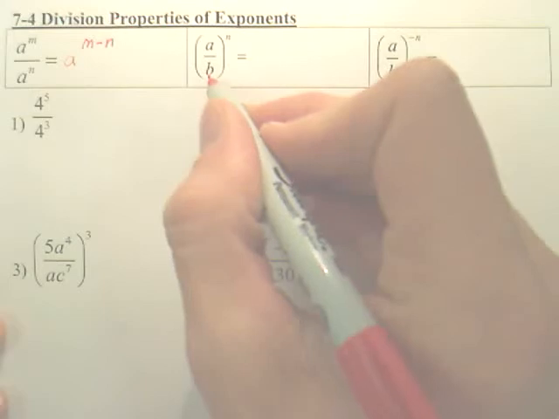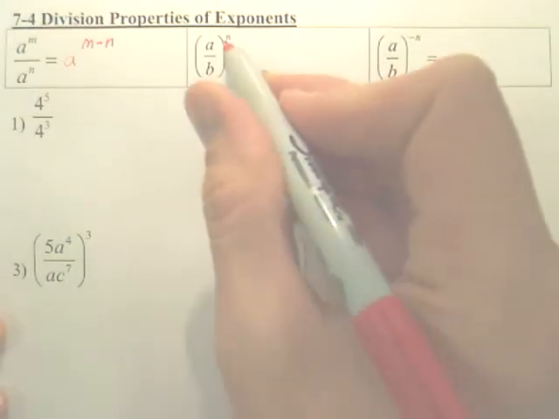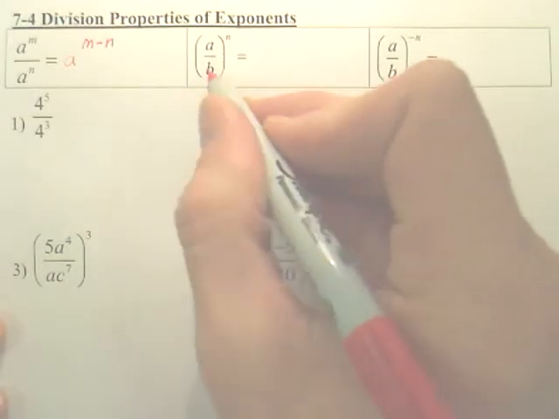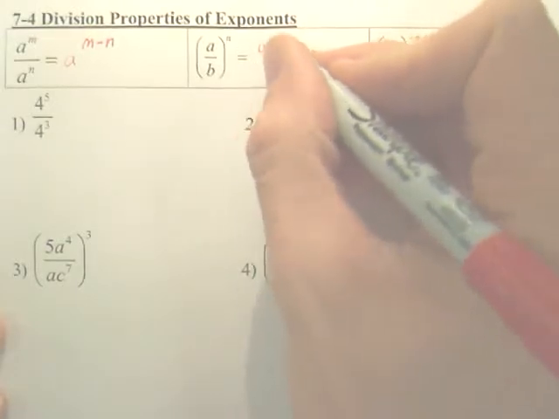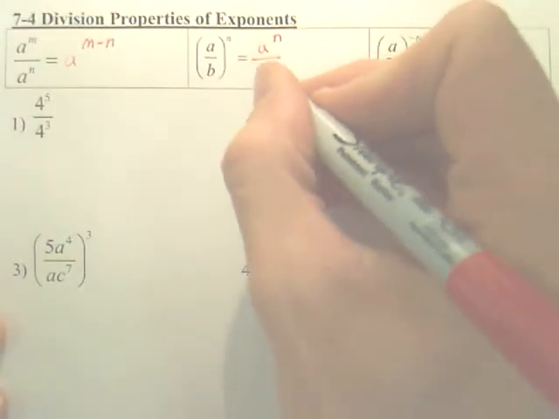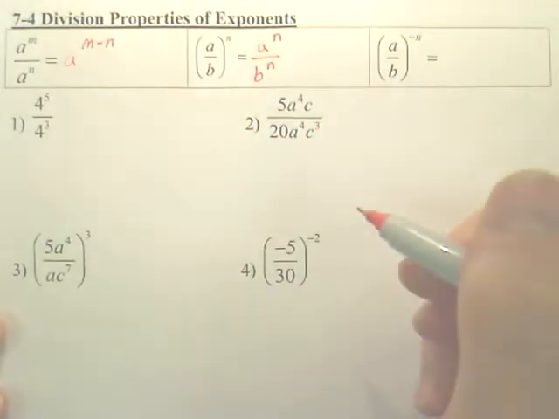Next, whenever you have a fraction of some sort to a power, that power distributes to each piece. So it'll simply be a to the nth over b to the nth.